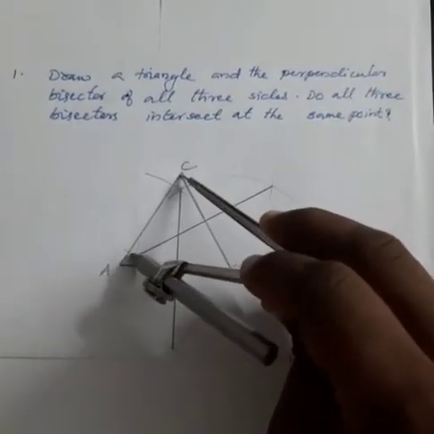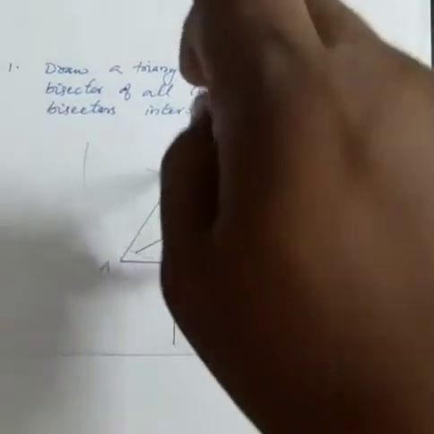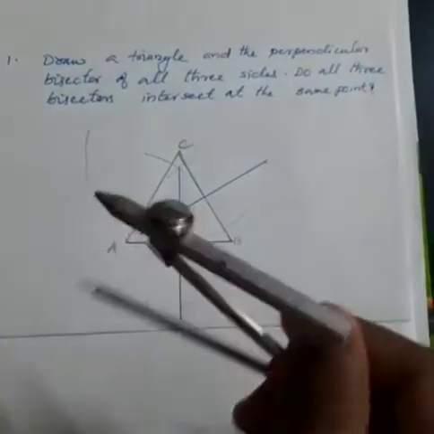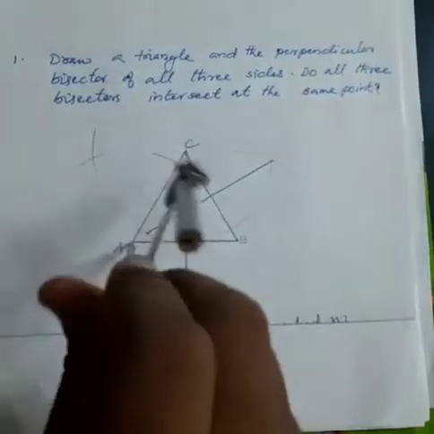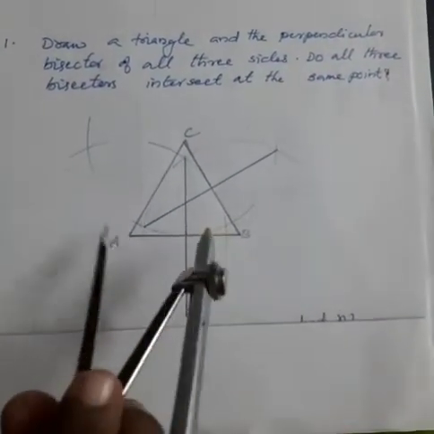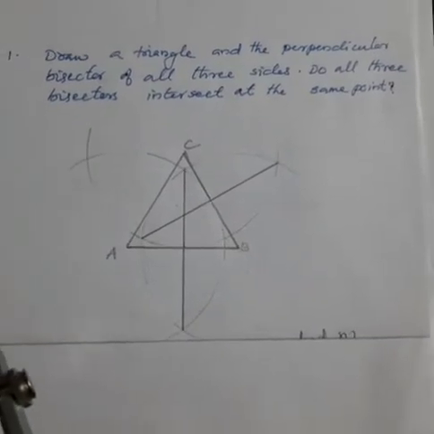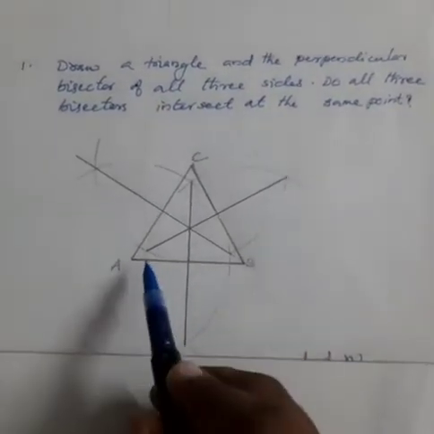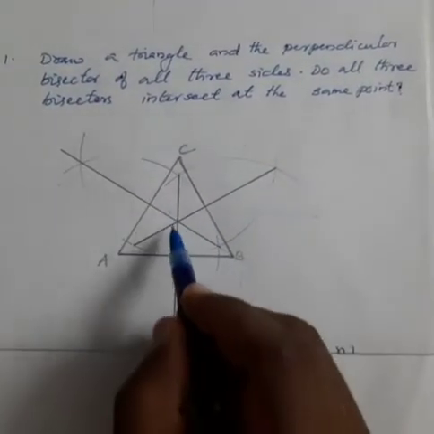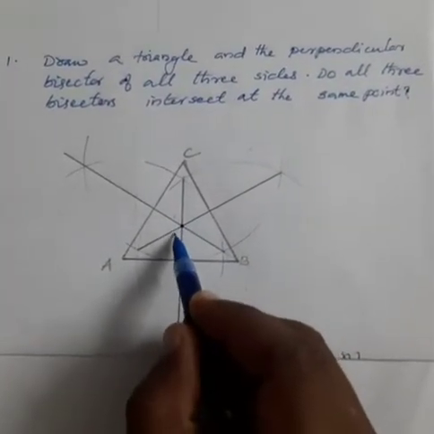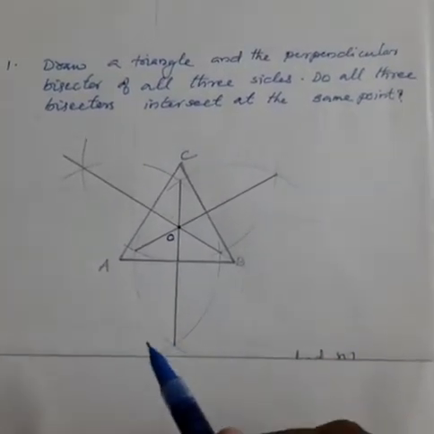Next you have to go for AC, bisector of AC. From C draw the arc, from A also draw the arc. Then you have to join these two lines. Then you can see the bisector of the triangle, and all three bisectors will meet at the same point O. Okay, this is the answer.